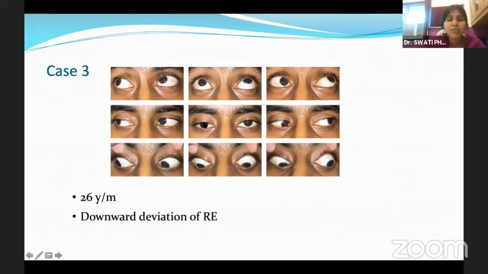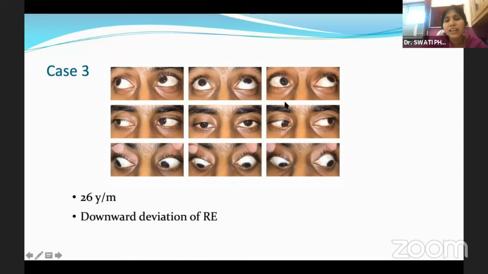complained of downward deviation of the right eye. Again, it's a vertical deviation, and you can see that this vertical deviation is now increasing on levoversion with a downshoot of the right eye. Also notice that there is a limitation of elevation in adduction on levoversion.